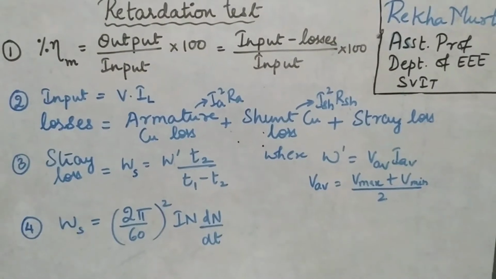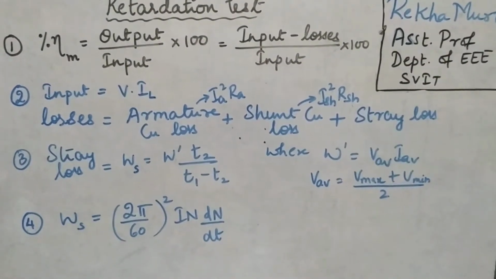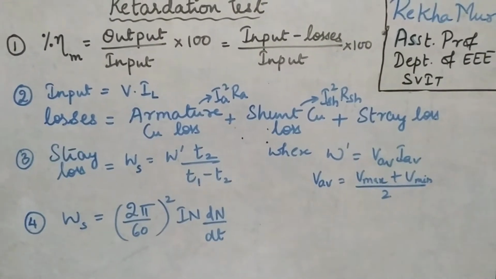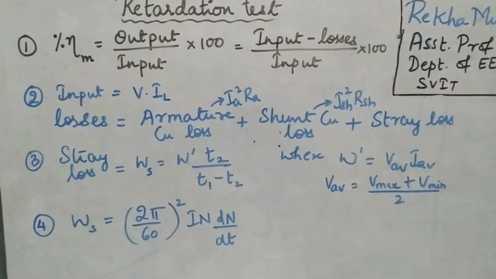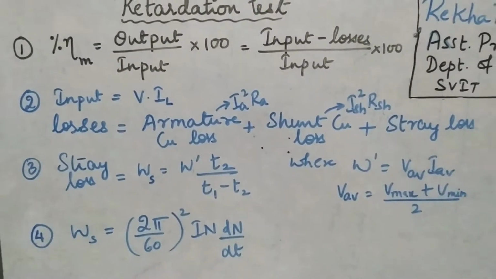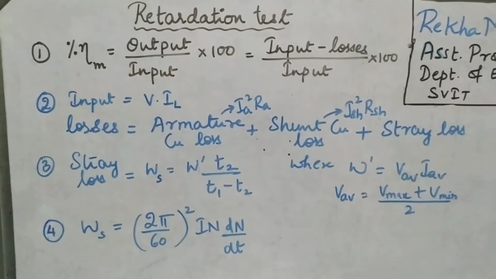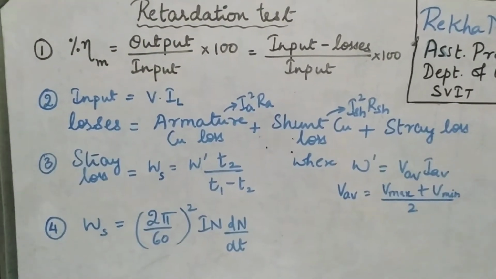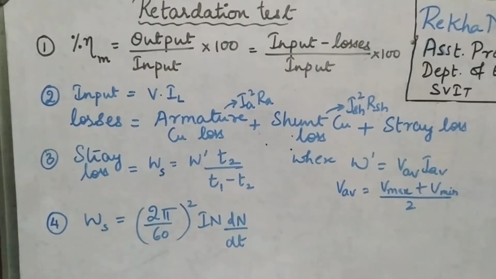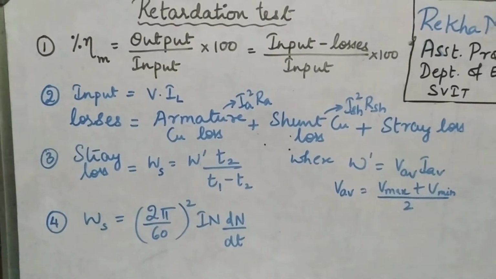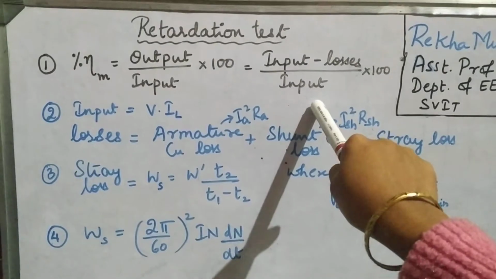Technology. Today I am here to discuss the steps required to solve problems based on the retardation test. Here we will get a problem to determine the efficiency of a machine. We know it can be given as output by input. For the motor, it can be defined as input minus losses divided by the input into 100.